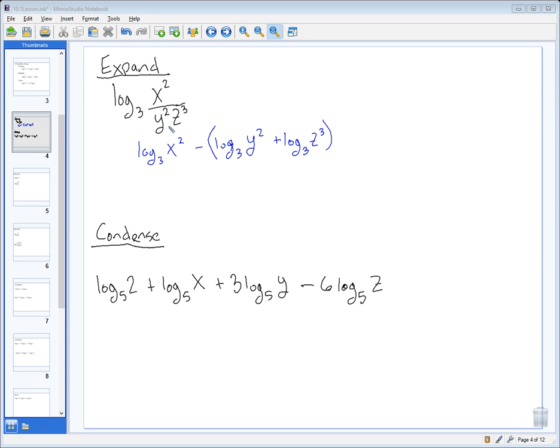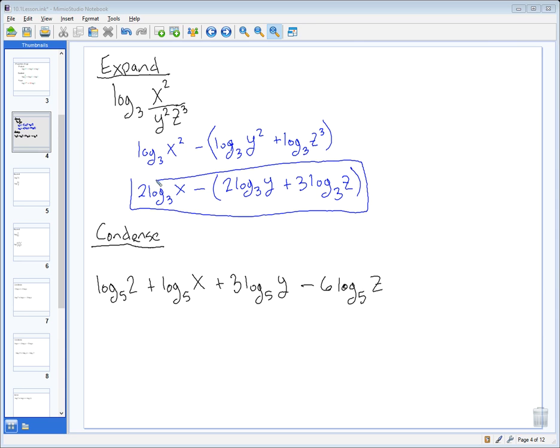Now, I also want to use the power property by taking the power and moving it in front of each separate log. So then I would have 2 log base 3 of x minus, and then in parentheses I would have 2 log base 3 of y plus 3 log base 3 of z. Now my expression has been completely expanded.